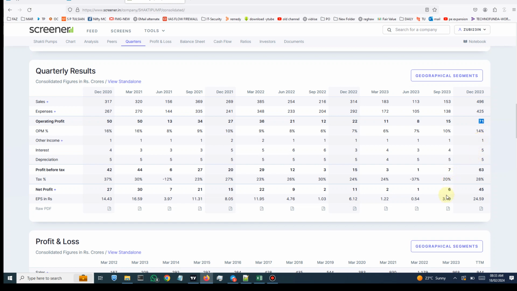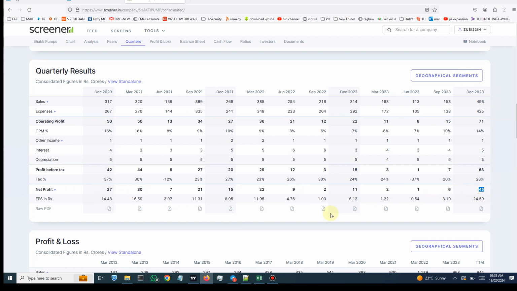Now, the net profit has also jumped from 8 crore to 45 crores. And if you see here, this company has never posted a profit of more than 30 crores ever. So this 45 crore is a breakout figure for sure.